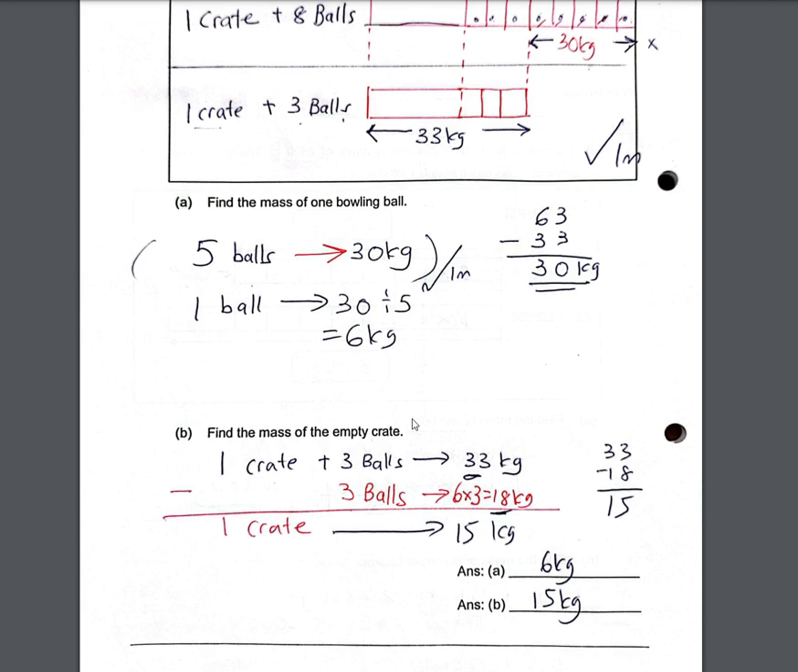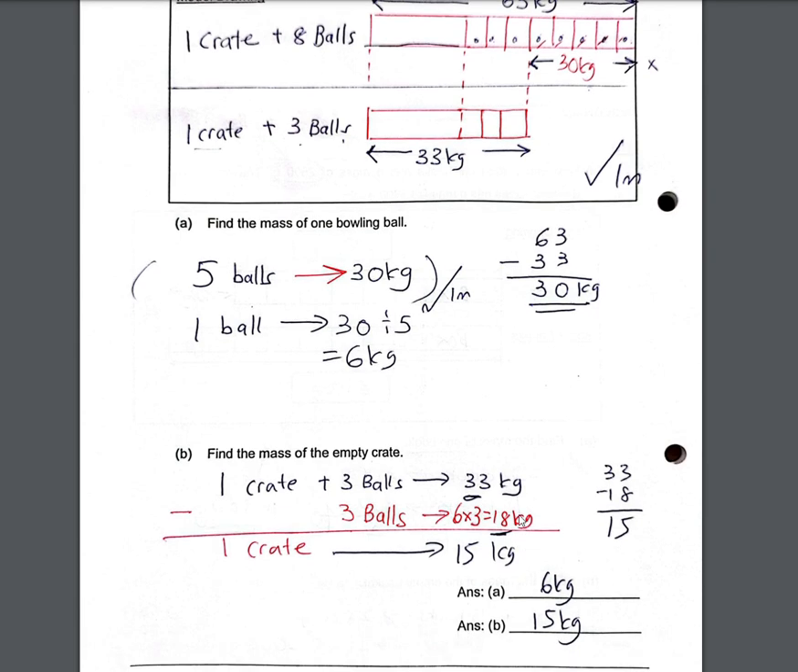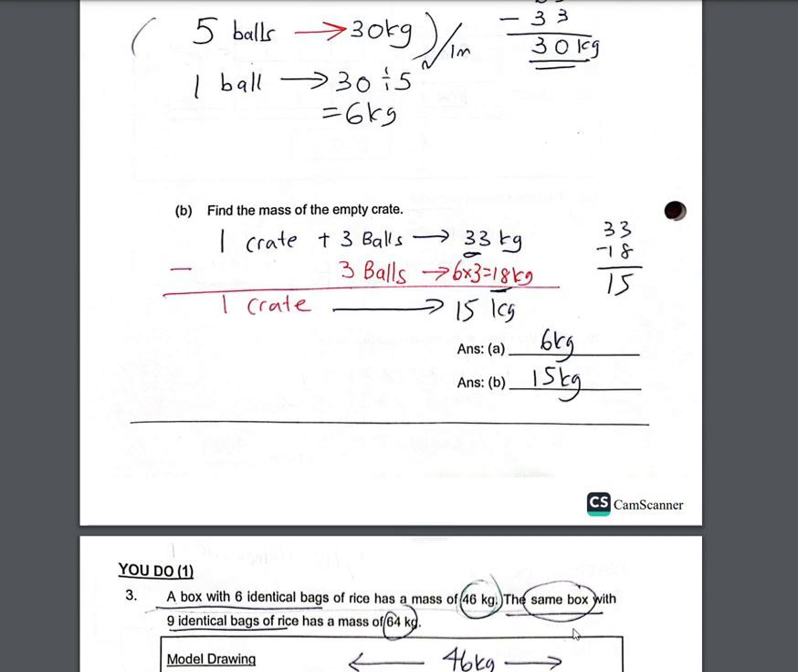To find the mass of one empty crate, simple. I just use the mass of one crate plus 3 balls, take away the mass of 3 balls, and I get the answer. How do I get the mass of 3 balls? Mass of one ball is 6 kg. Mass of 3 balls will be 6 times 3 equals 18 kilograms. Now subtract these two figures, I get 15 kilograms, which is the mass of one crate. Crate means a box.